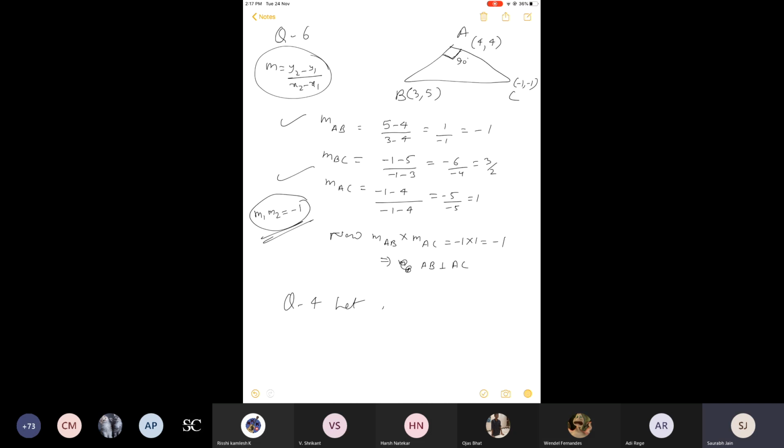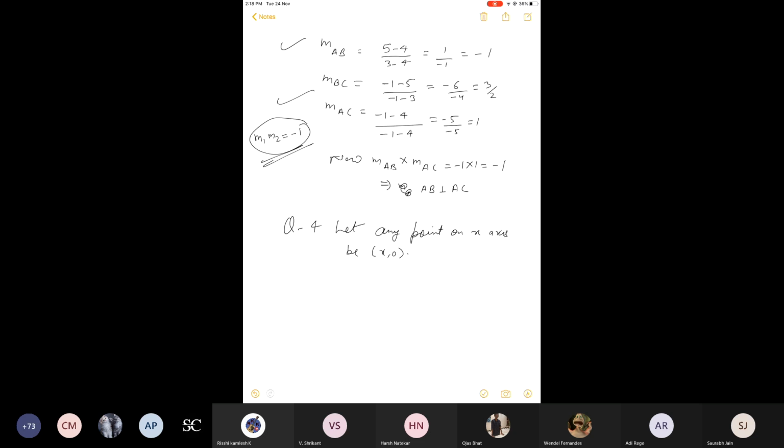Okay, sir. Alright, fourth question. Let any point on x-axis. It is given that we have to find a point on x-axis which is equidistant from the points 7, 6 and 3, 4. So any point on x-axis be x, 0. Let us say this point is P and the other 2 points are 7, 6 and 3, 4. Let us say these points are A and B.